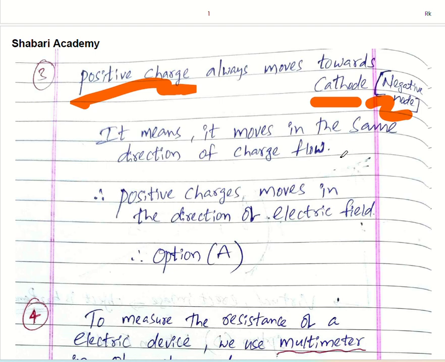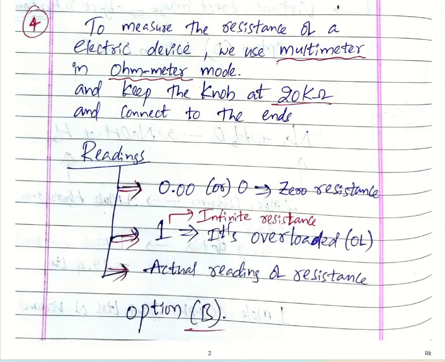It means that it moves in the same direction as the flow of charge. The flow of charge is nothing but the current flowing. If it is a negative charge, it moves in the opposite direction. Negative should be opposite, positive should be in the same direction. So that's why the option is A. Positive charges always move in the direction of the electric field.